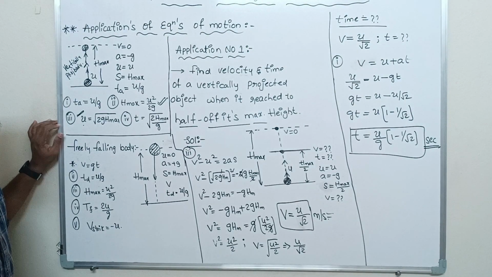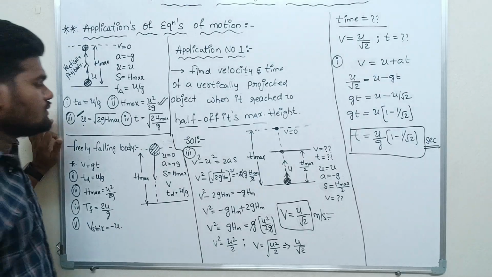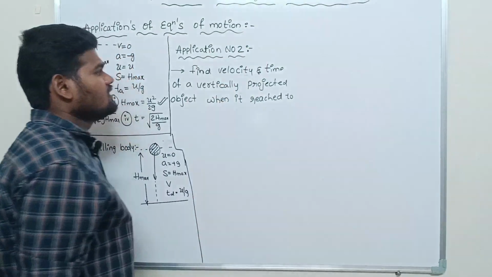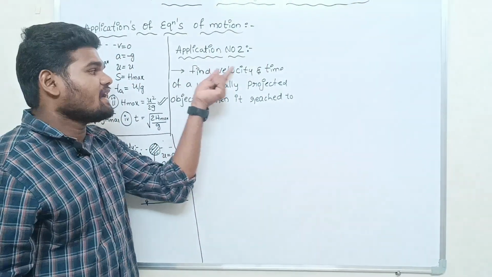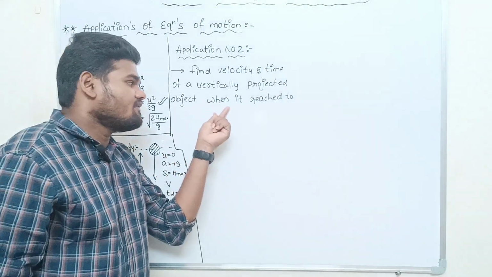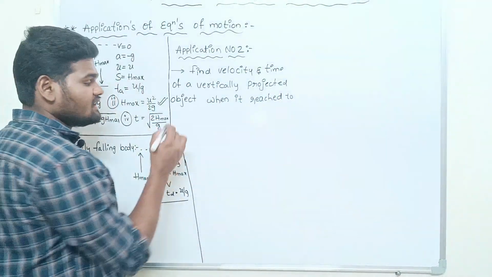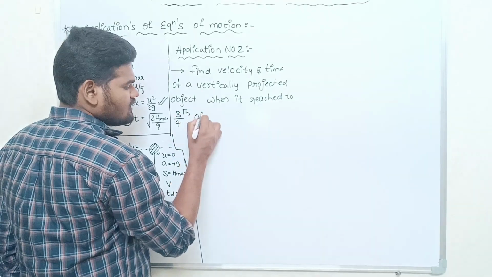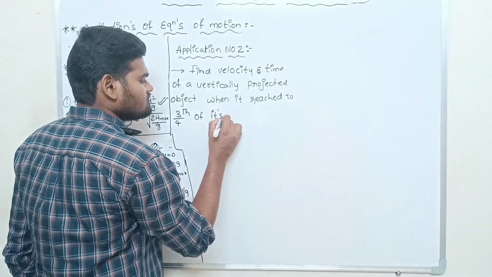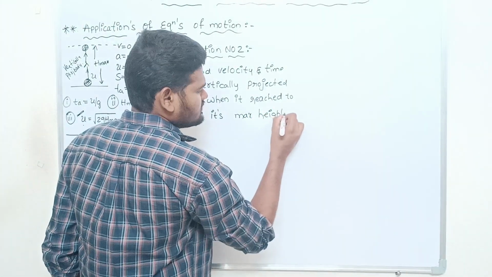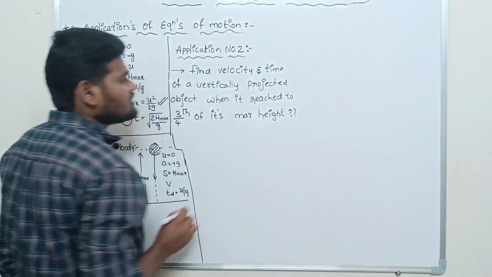3, 2, 1, go. Right, have a look. The application number 2. What is application number 2? Find the velocity and the time of a vertically projected object when it reaches 3 by 4th of its maximum height. Pause the video and try the solution.